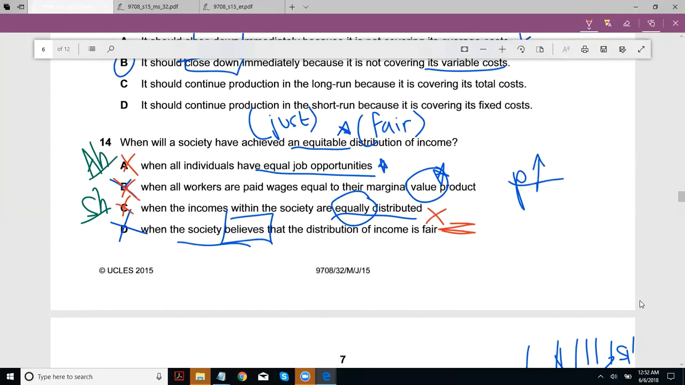The idea of what's fair and what's not is very, very subjective, which is why Shadiara and I had difficulties agreeing to it, because again, it's subjective. What is really a fair distribution? So because of that, what Cambridge has gone with is, when society itself believes that the distribution of income is fair, when the aggregate opinion in society is that okay, this is fair, because it's subjective, you leave that to society, and that's why you can cross out the other three and conclude with D.